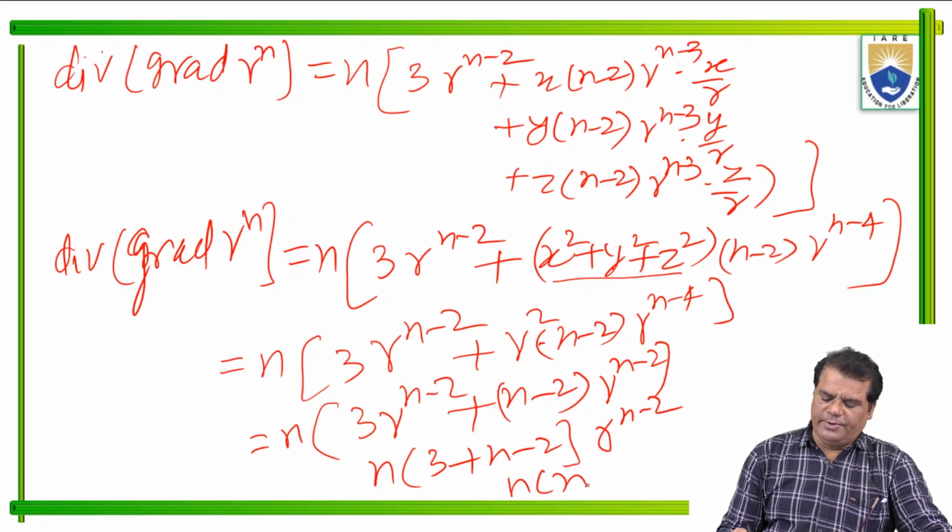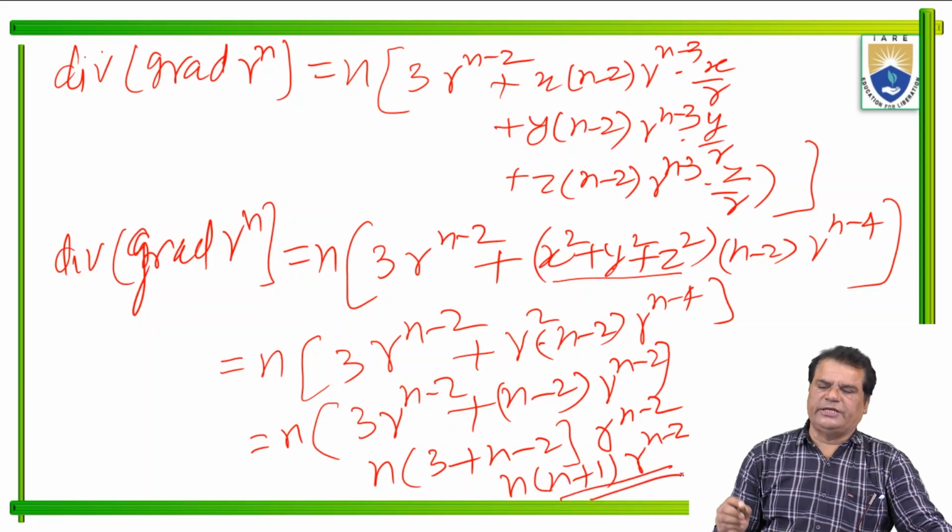So n into n plus 1 into r to the power n minus 2. This is the answer.